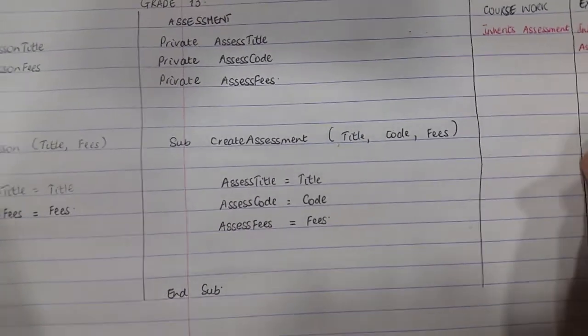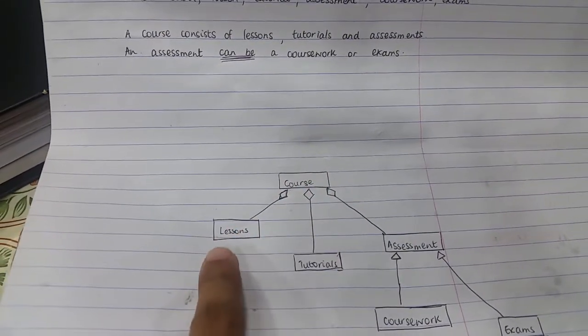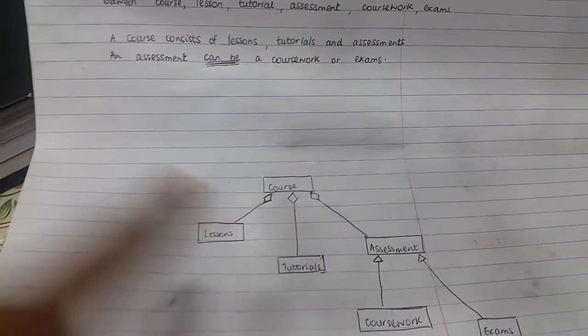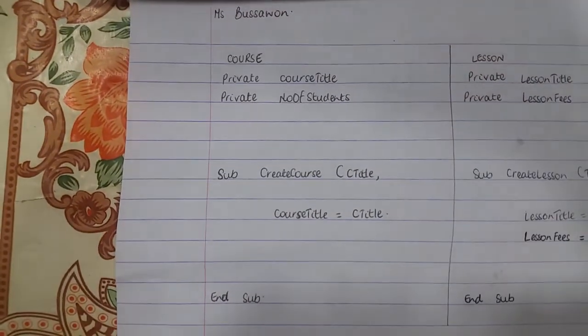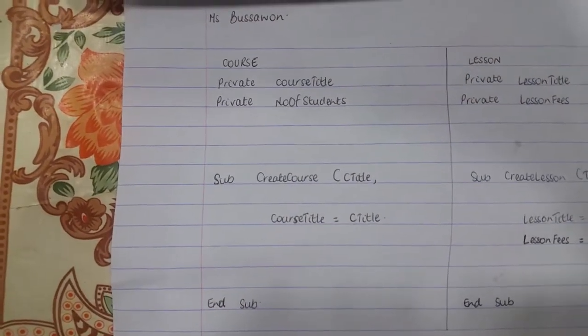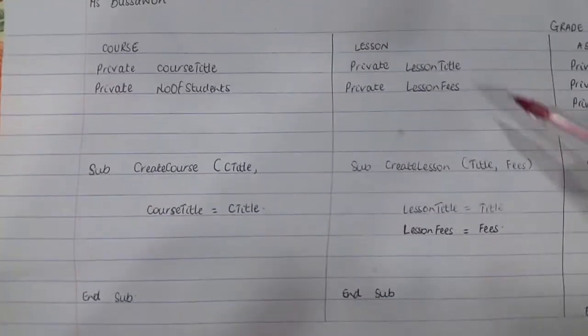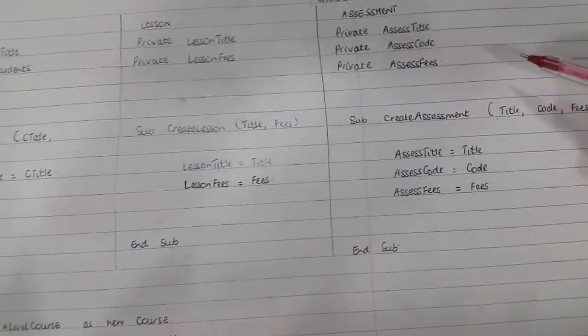What I can do here is aggregation. Now, the part where a course is inheriting: a course contains lesson, tutorial, and assessment. How do we do that part? Here I have my course class. We have only two attributes and one method. This is my lesson class: I have two attributes and one method. And this is my assessment class, three attributes and one method.